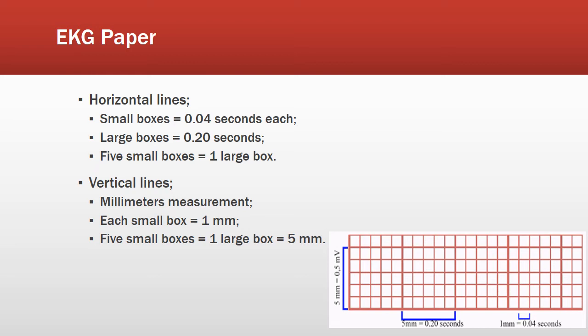So we are looking for speed because it's in time. With the vertical lines, it's in millimeters. Each small box is 1 millimeter. 5 small boxes is 1 large box, which is 5 millimeters. And what we are primarily using the vertical lines for is when we're looking at the ST segment. Is it depressed? Is it elevated? Because even one little box or 1 millimeter difference can mean that that patient could be suffering from a myocardial infarction, and we need to treat it.